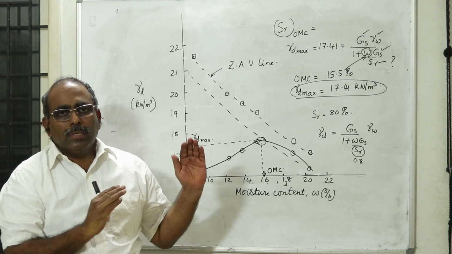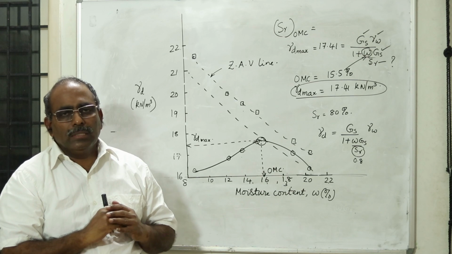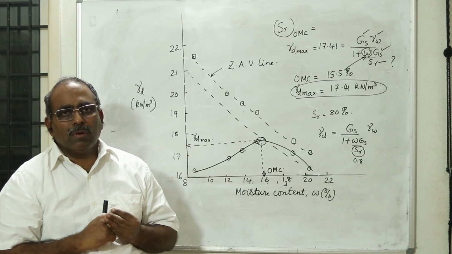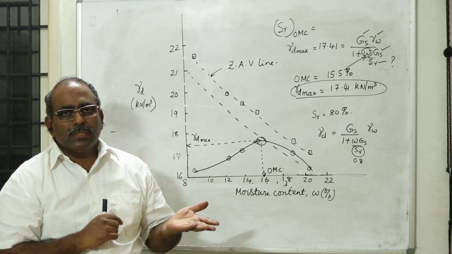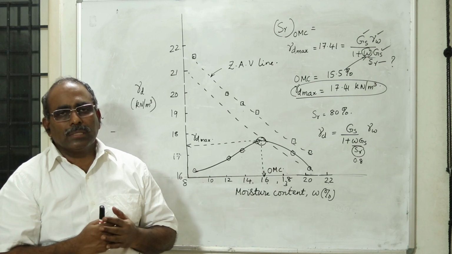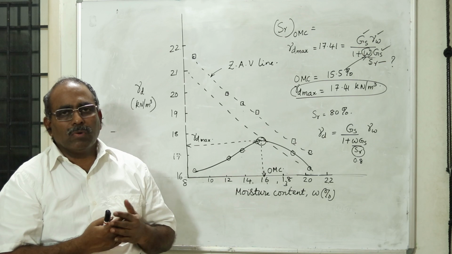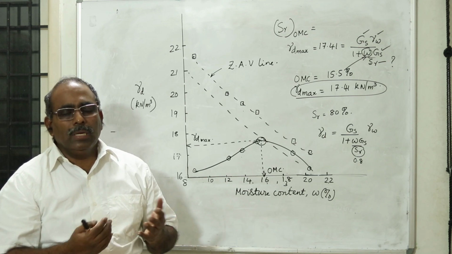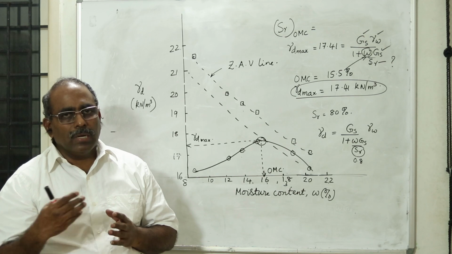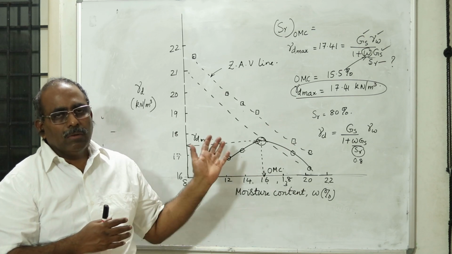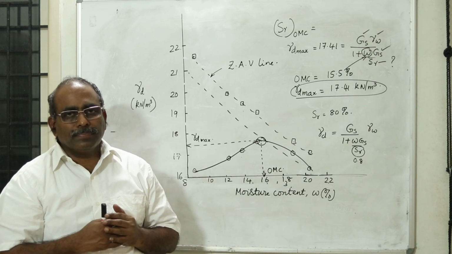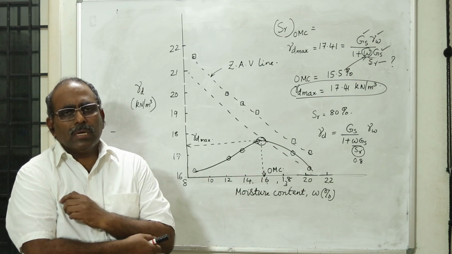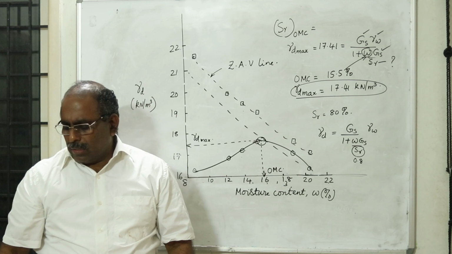Students, this is about compaction. To summarize, we have discussed the definition of compaction. You have seen the factors affecting compaction, different types of rollers, and field compaction control. We have looked into all the background of compaction as related to the field, and also we have seen a numerical example. If you have any doubts, you can ask me. I will be sending you the assignment, and please work it out on time and submit it.